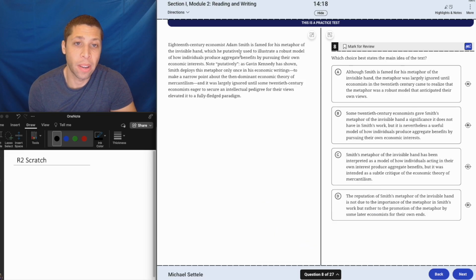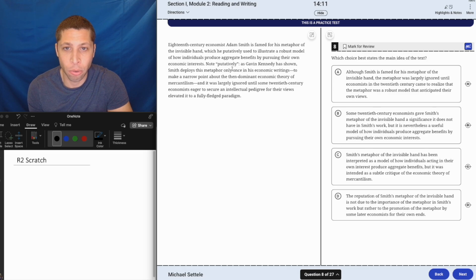18th century economist Adam Smith is famed for his metaphor of the invisible hand, which he putatively used to illustrate a robust model of how individuals produce aggregate benefits by pursuing their own economic interests. Note putatively. As Gavin Kennedy has shown, Smith deploys this metaphor only once in his economic writings to make a narrow point about the then dominant economic theory of mercantilism, and was largely ignored until some 20th century economists eager to secure an intellectual pedigree for their views elevate it to a fully fledged paradigm. Okay, so he's famous for something, but he only did it once. So he's famous for something he shouldn't be famous for.